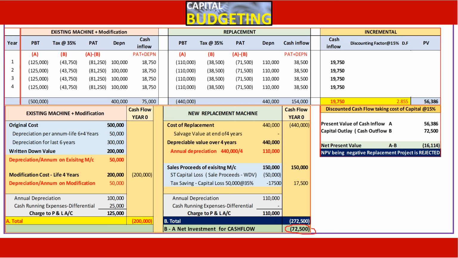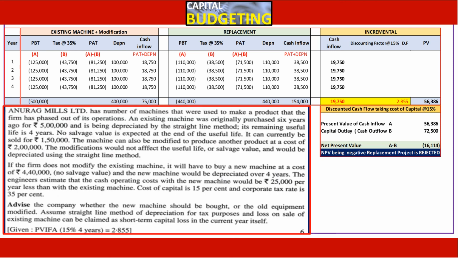And once we see that, we have advised the company whether the new machine should be bought or the old equipment modified. Assume the straight line method of depreciation for tax purposes, and loss on sale of existing machine claimed as a short-term capital gain. We have used all this information. Going by the incremental approach, it is not worth going for replacement. We have to go for modification based on the incremental approach of capital budgeting.